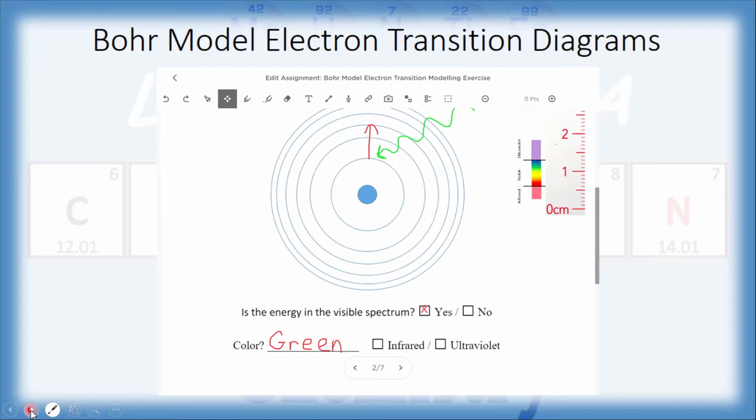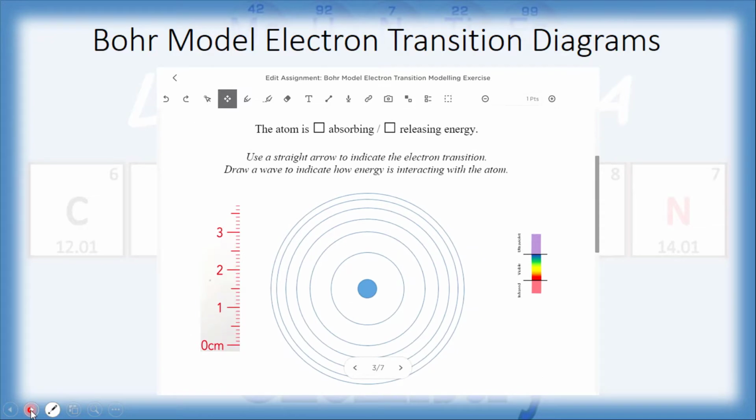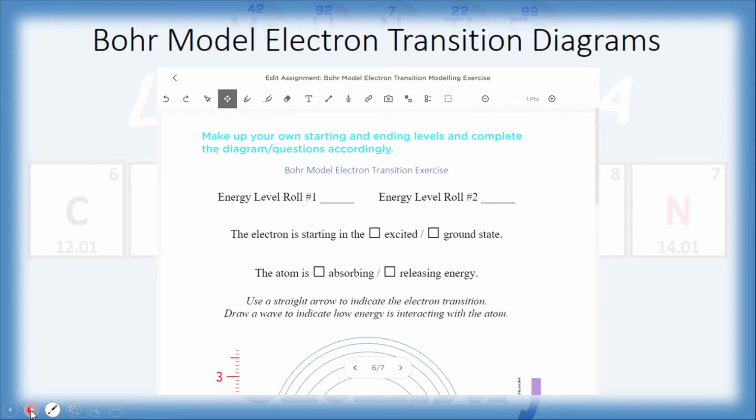If you go through the rest of the pages, slides 3 through 5 already have the numbers for the energy levels pre-populated, and you are going to answer the questions and make the drawings according to those specifications. The last 2 slides, 6 and 7, it's all you. Randomly pick numbers between 1 and 6, put them in for your 2 levels, and then answer the questions and make your diagram accordingly. You have to make sure you pick 2 different numbers, though. You can't just say the electron's going to stay home and sit in a single level. That kind of defeats the purpose.